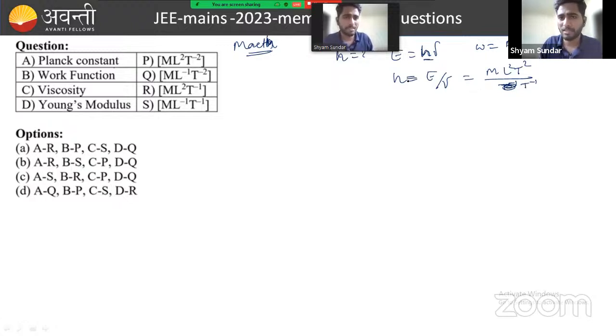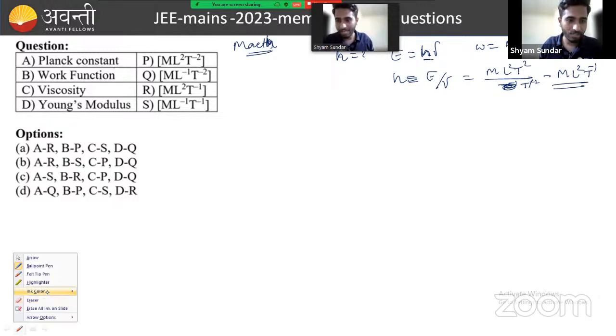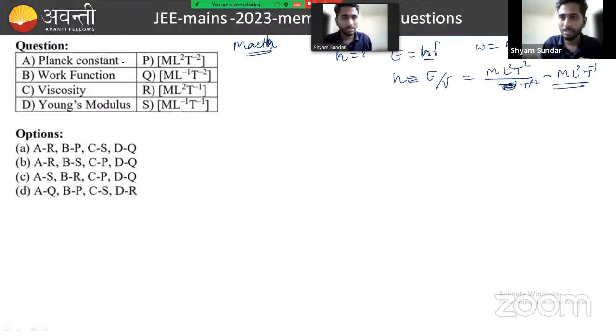Just a minute, guys. Energy by nu means 1 by frequency, E by nu, right? Second inverse, it will become plus. Then it will become numerator means minus 1. Hence, it will be m L2 t to the power of minus 1. Okay. Hence, this is matching here. Look at this one. Planck constant here it is matching m L2 t to the power of minus 1. A is matching R. Hence, A and B, those options are right.